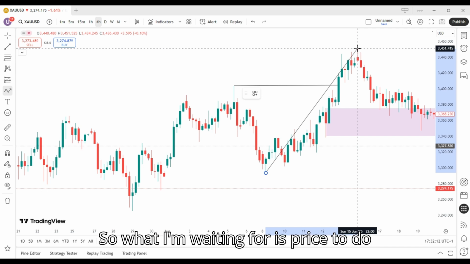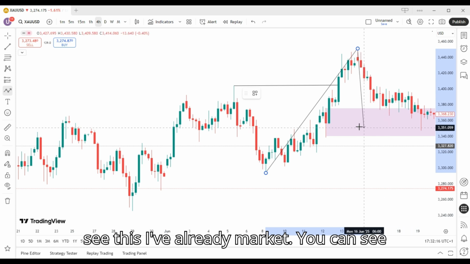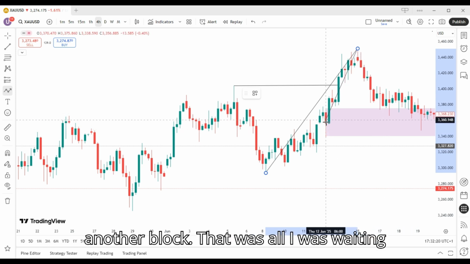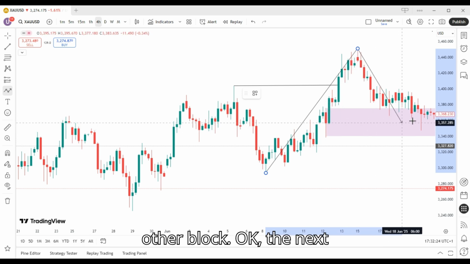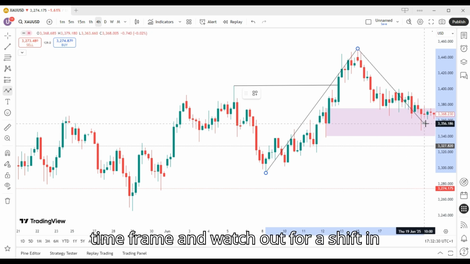So what I'm waiting for is price to do what? To come into this zone. And you can see I've already marked it. You can see this order block, this red candle is another order block. That was all I was waiting for. So immediately price comes to this order block, the next thing you have to do is to do what? You move down to 15 minutes time frame and watch out for a shift in market structure.